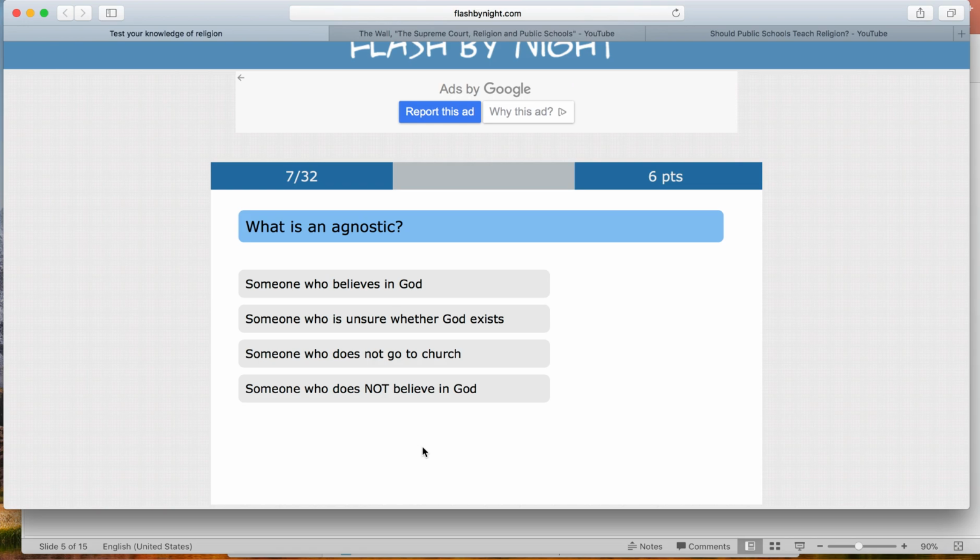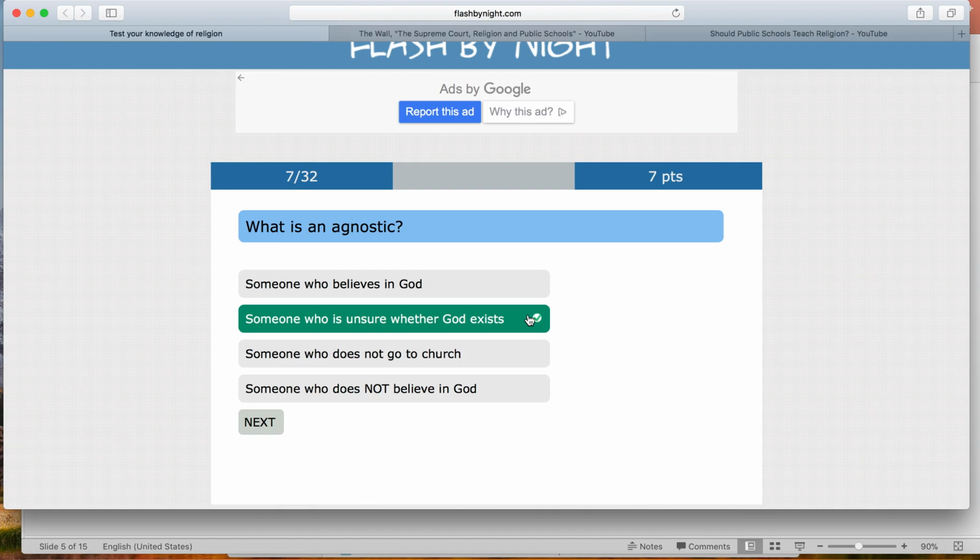Now we're going to compare that with an agnostic. What is an agnostic? Is an agnostic someone who believes in God, someone who is unsure whether God exists, someone who does not go to church, or someone who does not believe in God? An agnostic is someone who is unsure whether God exists. So an atheist is someone who does not believe in God, and an agnostic is someone who is unsure whether God exists.